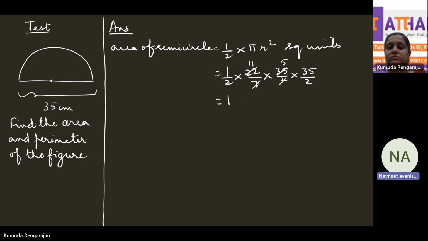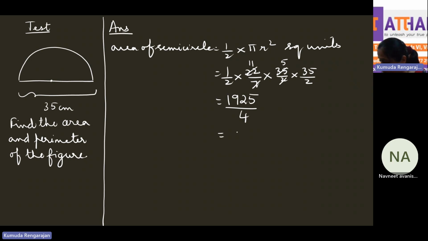Ma'am, the answer is 1925. 1925 is correct, divided by 2 into 2, 4. See the denominator: there's a 2 here and another 2 here. 2 into 2 is 4. Now divide and tell me, what is 1925 divided by 4?